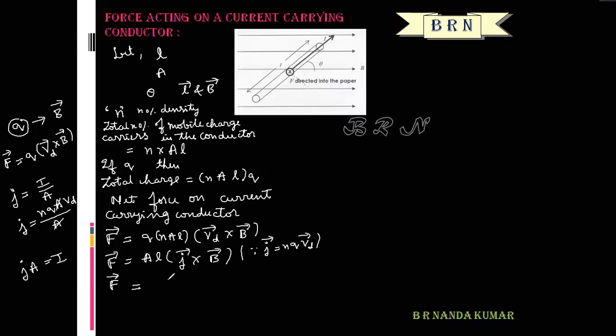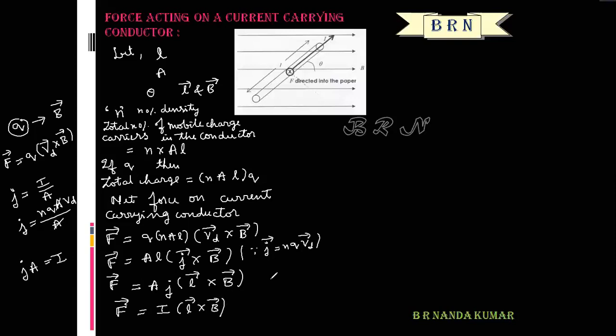L is a vector, that is a displacement. Direction of J, direction of L, both are the same. So here the vector sign is transferred from J to L because the current is scalar, right? So now what happens? L vector cross B vector. J A is I. Finally, we will get F vector is equal to I of L vector cross B vector.